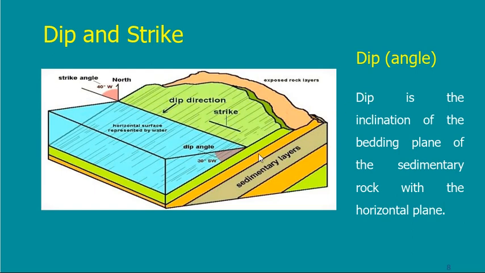The first angle is called the dip. If this is the sedimentary layer, this layer will have an angle with the horizontal plane. If I measure this angle, then this angle is called the dip angle. So the first thing is the dip angle. The dip angle is the inclination of the bedding plane of the sedimentary rock with the horizontal plane.